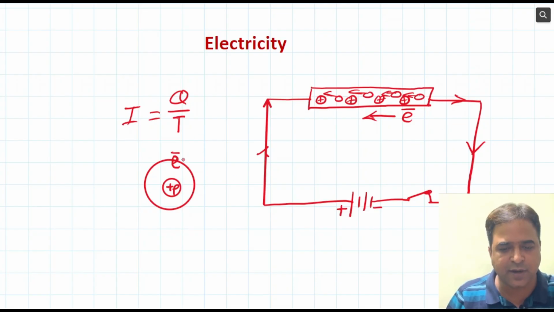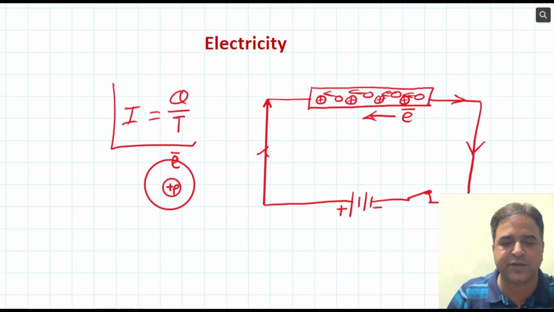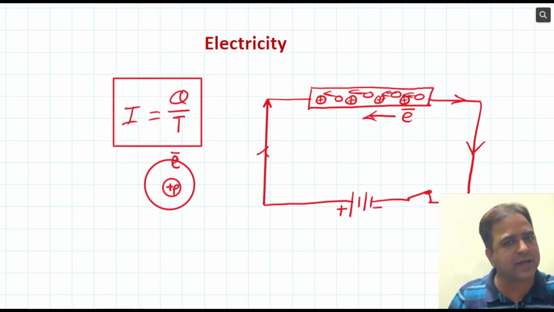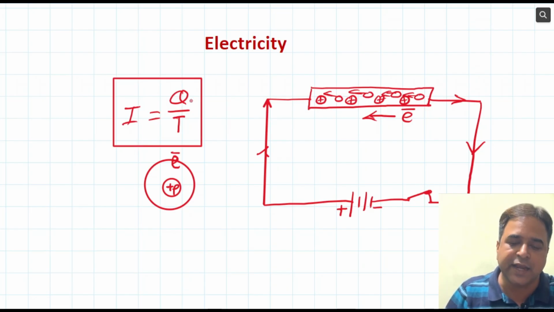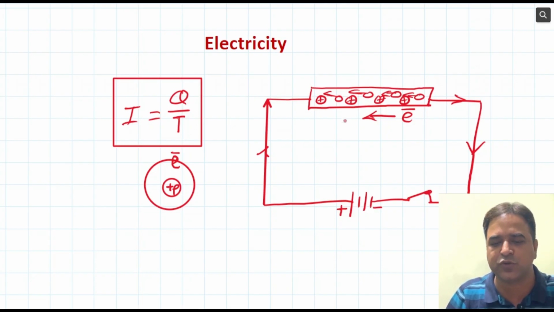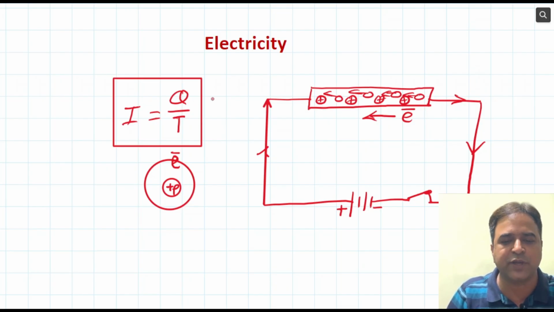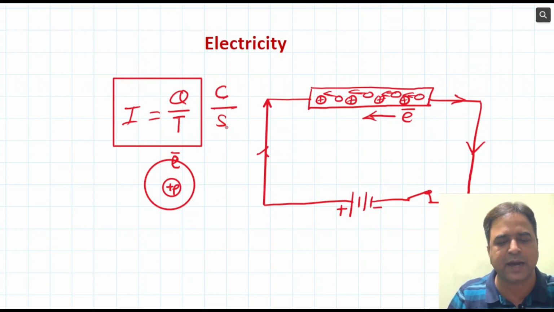So here, if you are asked to define electric current, electric current is defined as the number of charged particles flowing in unit time through this conductor, or you can say it is the rate of flow of electrons, we call it charged particles, through the conductor. Here if you want to give the unit, you know that charge will have unit coulomb, we denote it by symbol C, and time will have unit second, so we denote it by S.